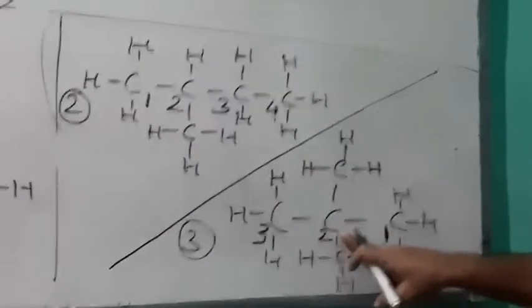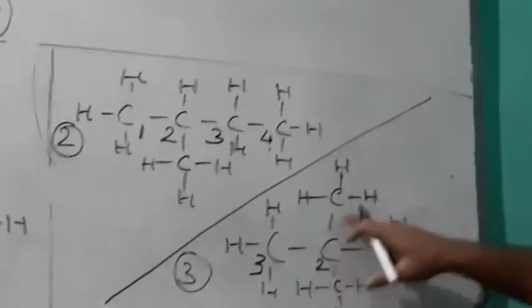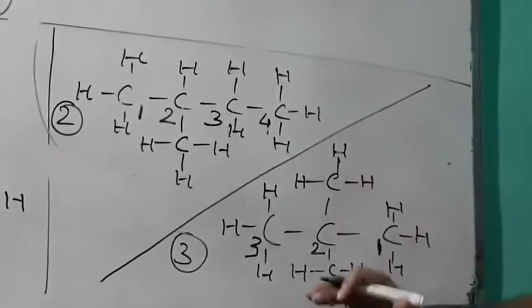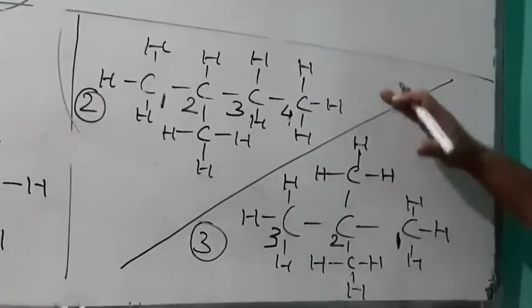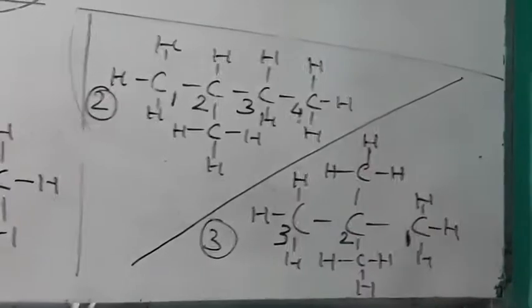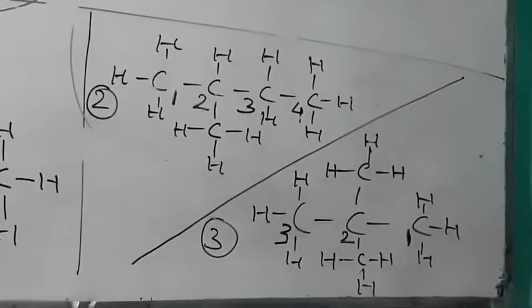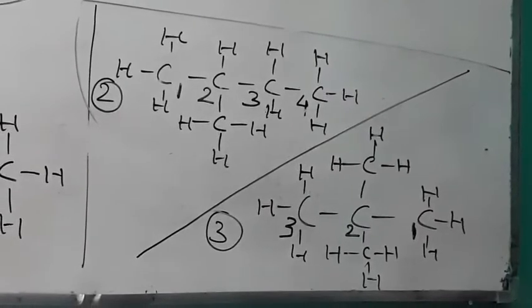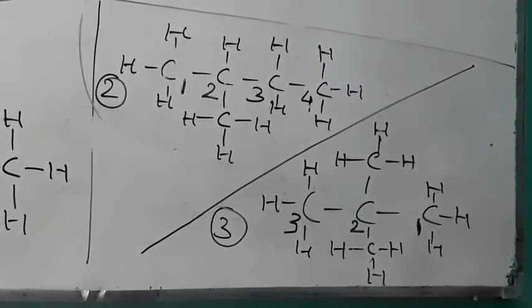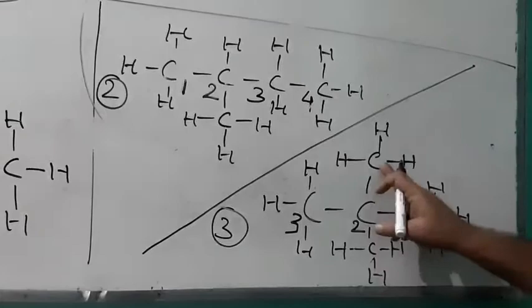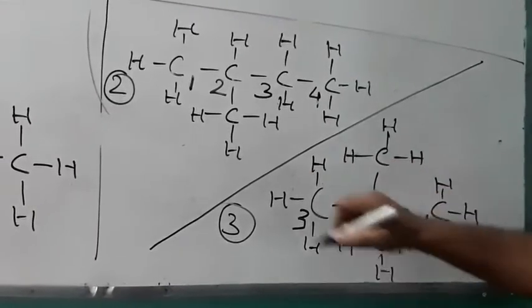At second carbon, there are two methyl groups. One is above, another one is below. Where is it? At second carbon. At second carbon itself, there are two branches. So what would be the name of this compound?